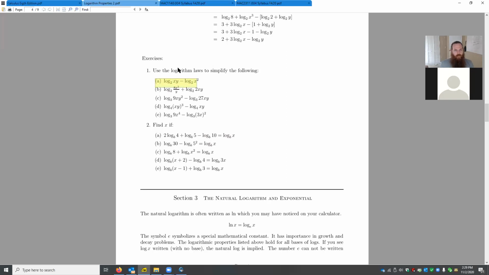So I'd like you to work the first exercise here. I want you to simplify as much as you can. So expand, combine any like terms, do whatever you can do to rewrite this as nicely as possible. Or you could combine and try to cancel.